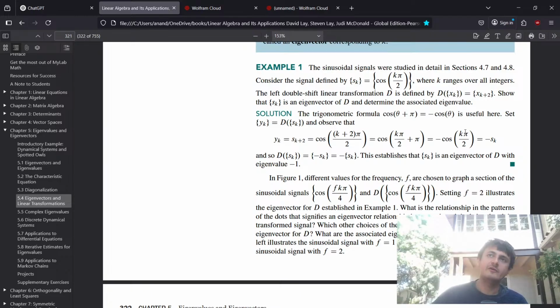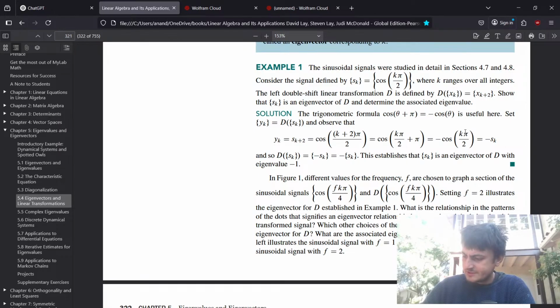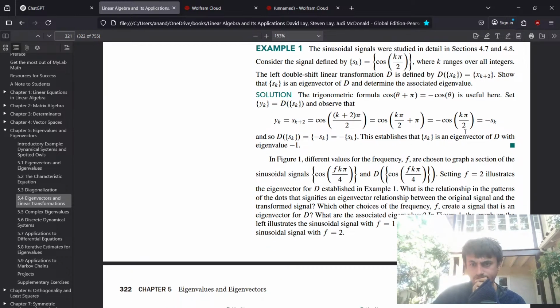So since we found a vector that when transformed is just a scalar multiple, then it's an eigenvector. Since D of s_k is equal to minus s_k, s_k is an eigenvector and minus 1 is the associated eigenvalue.